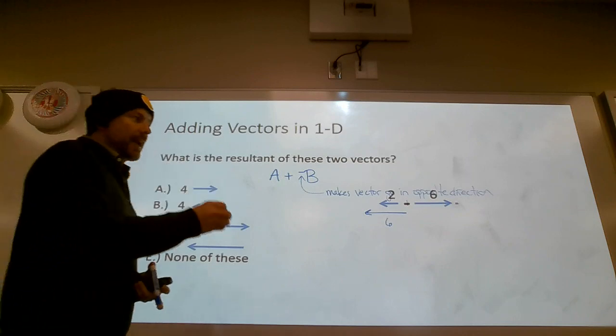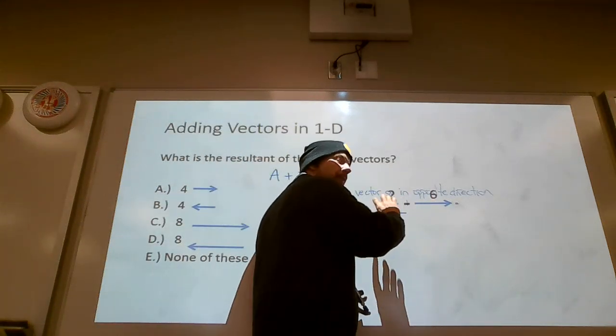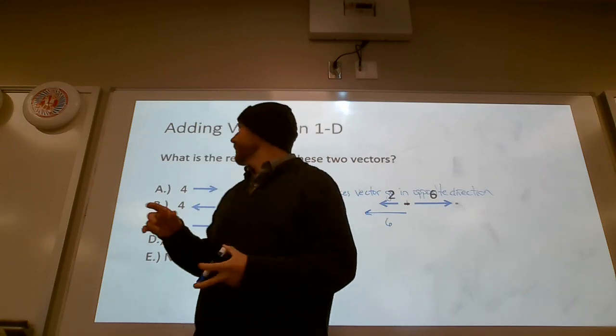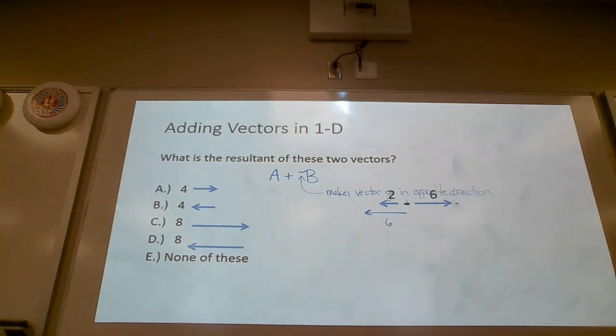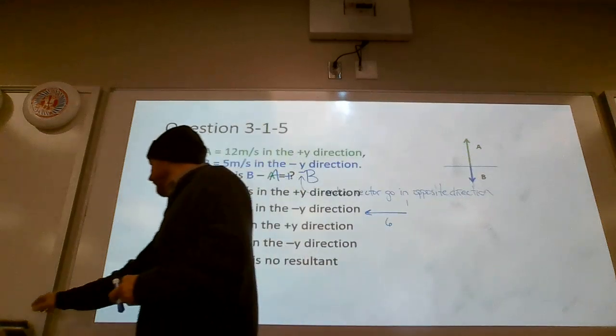You apply the negative first, causing this vector to be flipped in the opposite direction. That took care of the negative. That took care of that. And then you just straight up add it. Find the resultant. Okay? So that's how you subtract stuff. Try that one out.